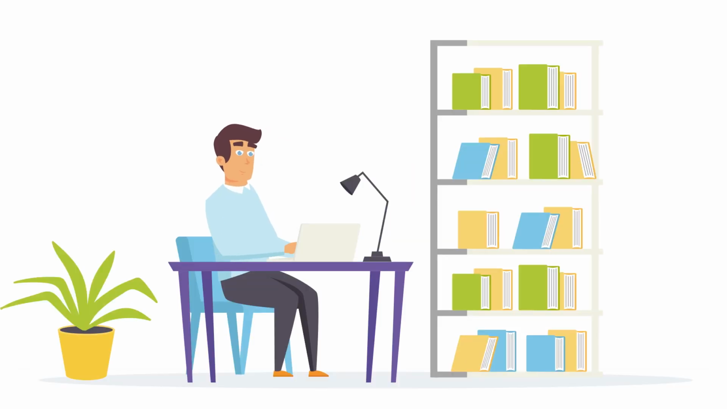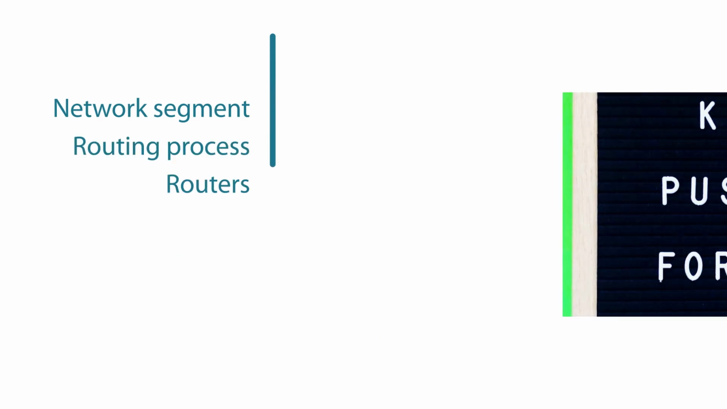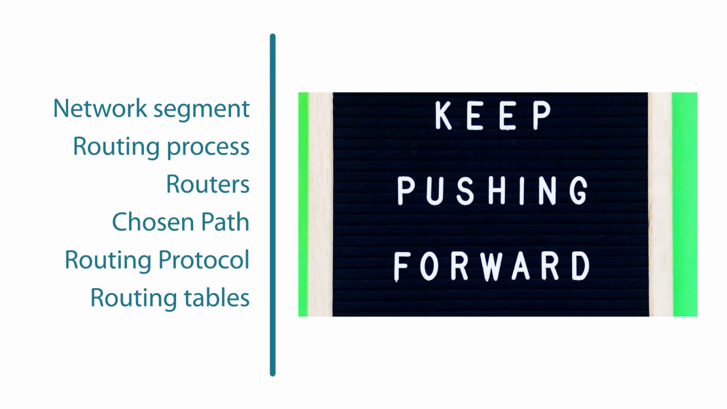Just to summarize what we just spoke about, we have a network, and to simplify things, we're going to divide this network into different segments. Then we need to have a routing protocol carried out by the routers responsible for sending data from one segment to another network in another segment. And it doesn't do this at random, by the way. It takes a chosen path based on a routing process.